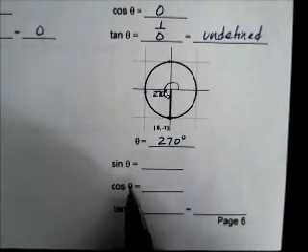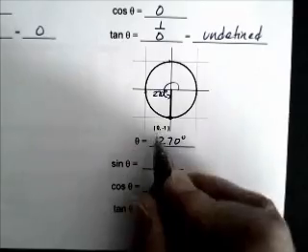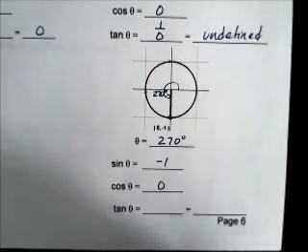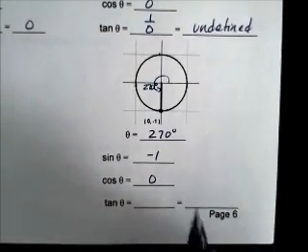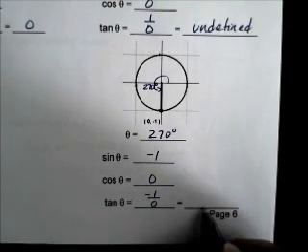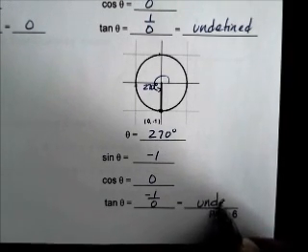The sine of theta is the y-coordinate, -1. Cosine of theta is the x-coordinate, 0. And the tangent is sine over cosine. -1 over 0 is undefined.